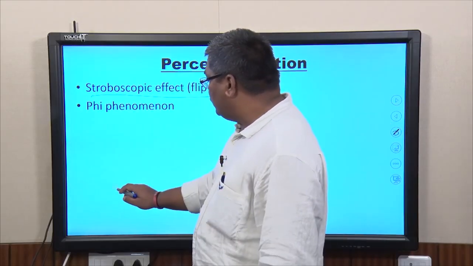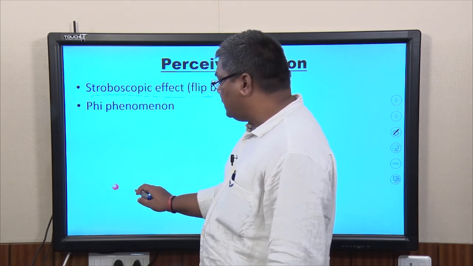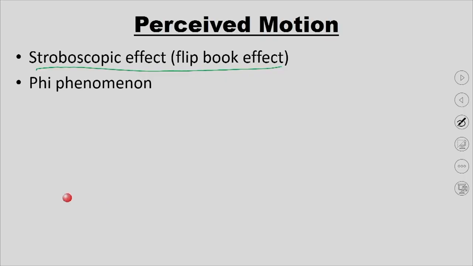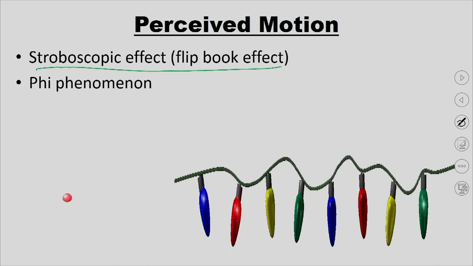The phi phenomenon. What is the phi phenomenon? You see this red object moving in a white space because of the binocular cues from the two eyes. Do you see the motion here? This artificial motion is created because of the two eyes. There is quite an explanation for why this happens, but since this is an introductory course, I am not going into the basics of how this motion is created. This is called artificial motion.